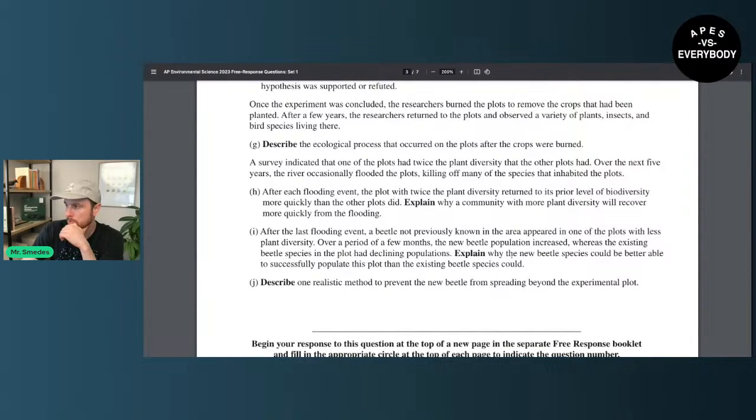Explain why the new beetle species will be better able to successfully populate this plot than the existing beetle species could. So this might sound silly, but you can't just say the new beetle species does this, this, and this. Compare it to the existing beetle species: unlike the existing beetle species, which has this characteristic. So in an explain, make sure, again, you link your answer back to that prompt.